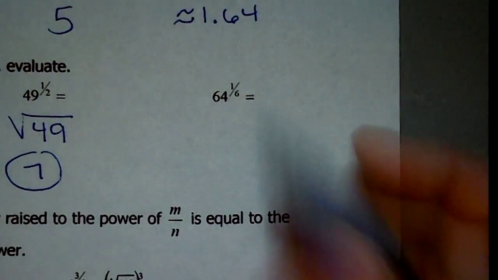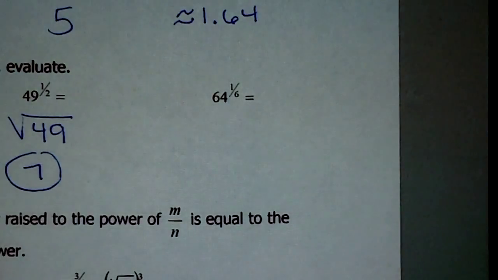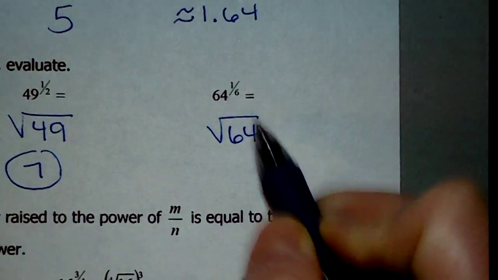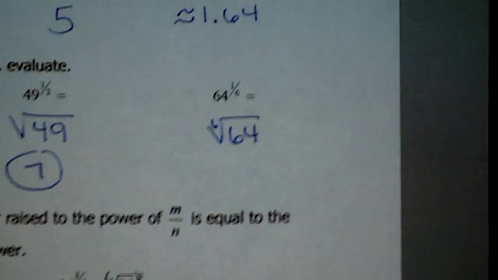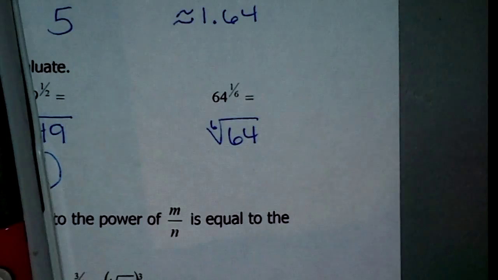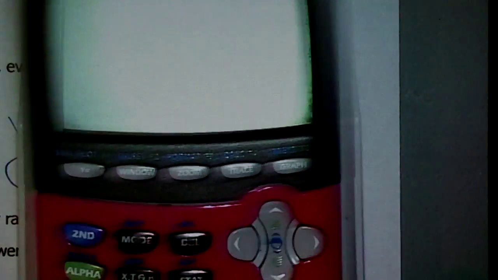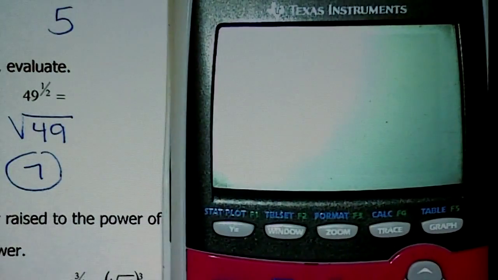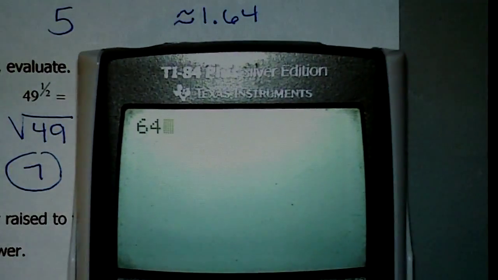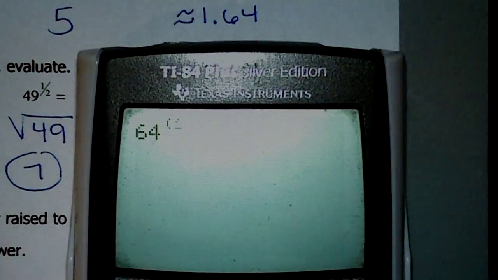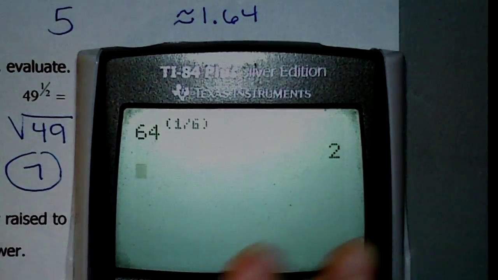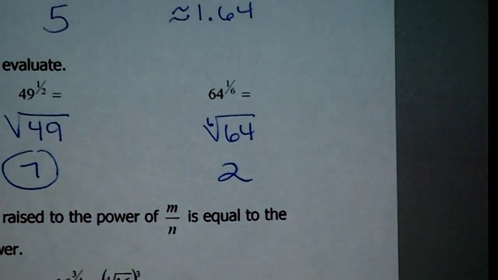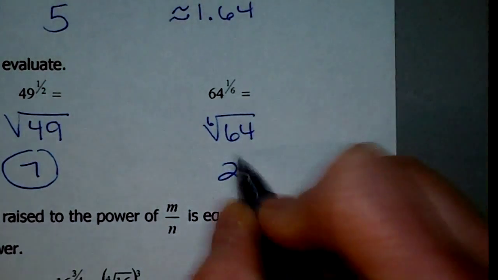Last one of this kind, I have 64 to the 1/6 power. So this means 64 goes inside. That 1 is the power it's raised to. That 6 is the root that I want. So I'm going to type in, you could type in 64 to the 1/6 this time. Why not? 64, to the 1 divided by 6 power. It's 2. Oh, yeah, that's right. 2 times 2 times 2 times 2 times 2 times 2 is 64.